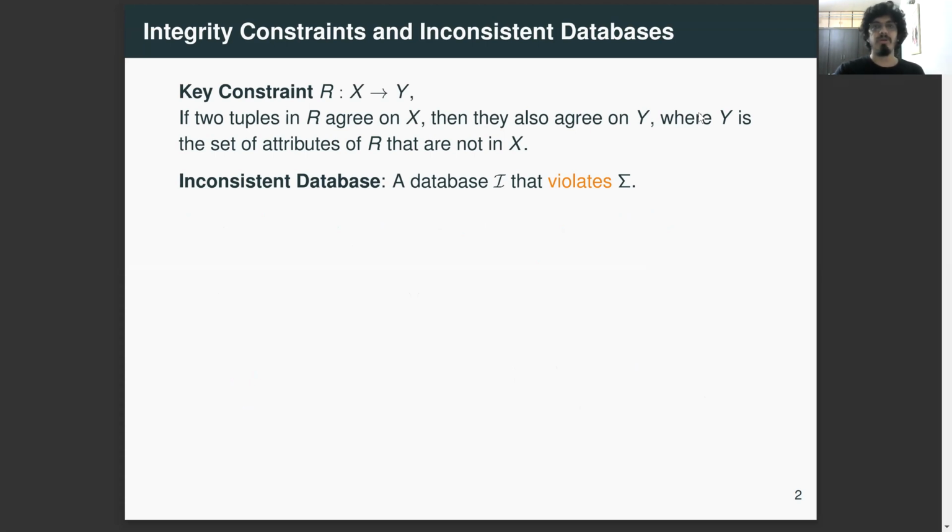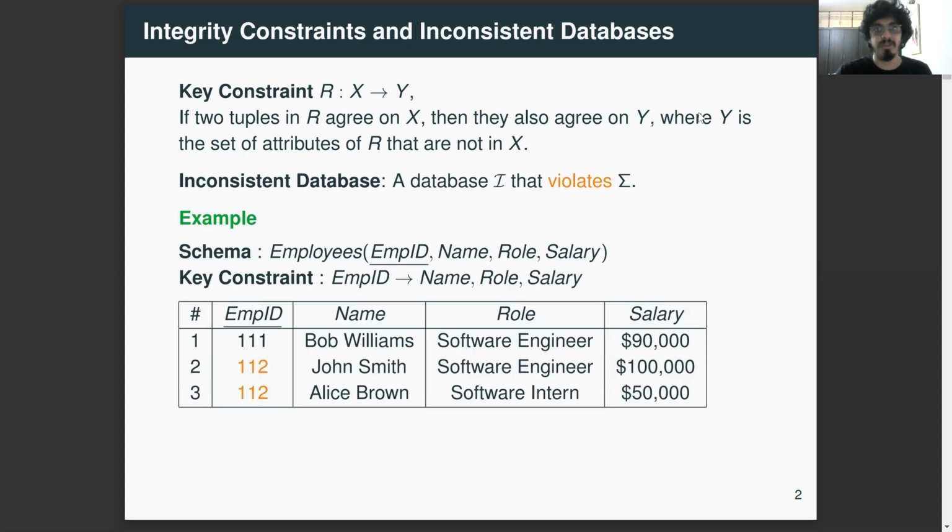In the relational world, we define database schemas and a set of integrity constraints on those schemas. Common examples are key constraints or functional dependencies and so on. A database instance that violates the integrity constraints set on its schema is called an inconsistent database. For example, you could have a table employees where the employee ID attribute is supposed to be a primary key, but for some reason you have two employees with the same employee ID 112, which makes this database inconsistent.